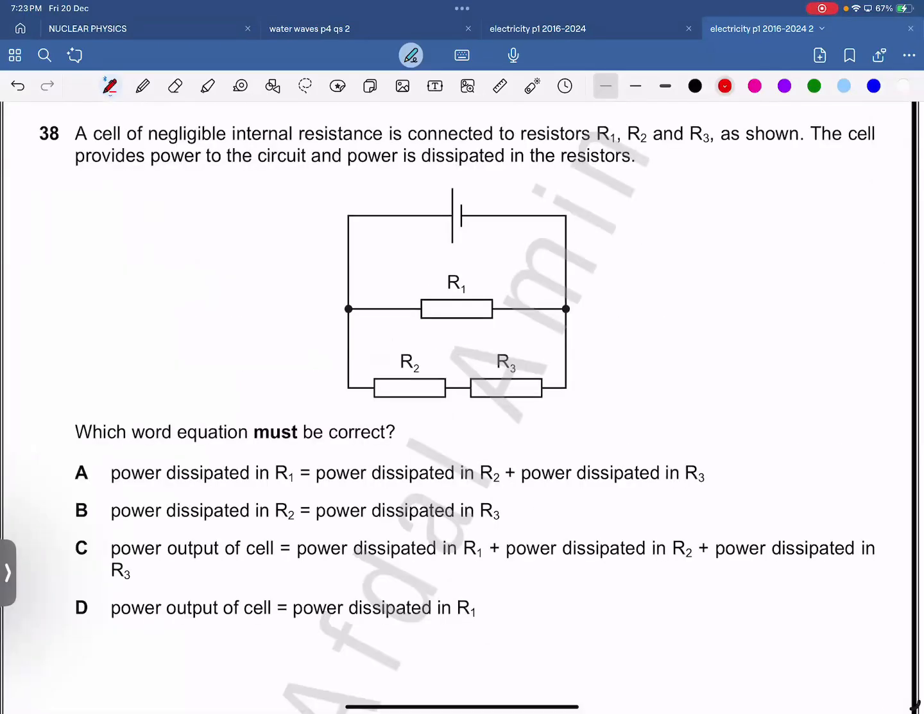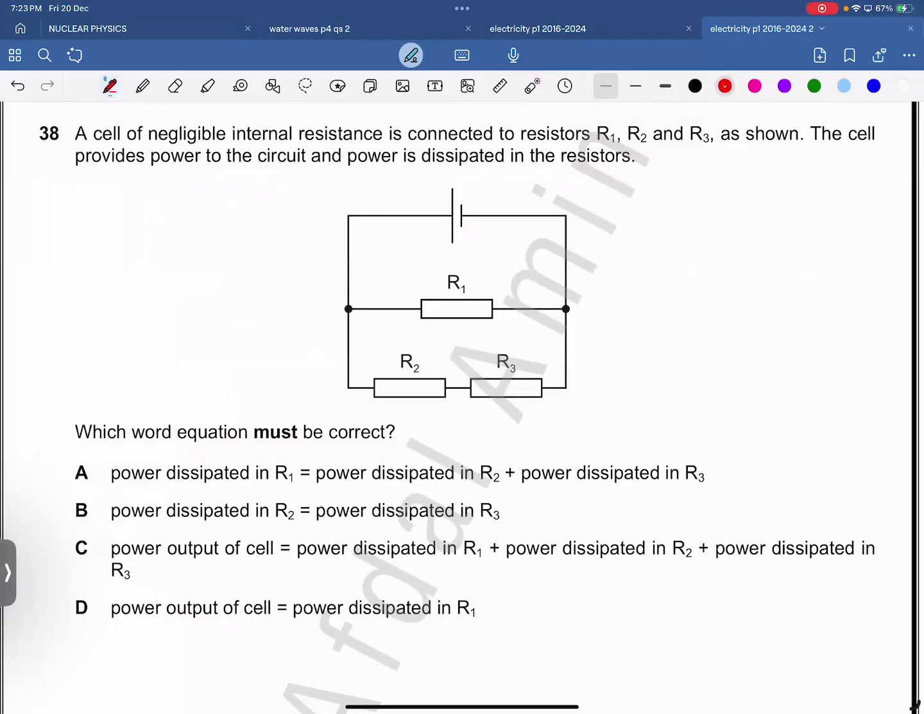38. Cell has negligible internal resistance and connected across R1, R2, R3. The cell provides the power to the circuit and power dissipated is in the resistors. Which word equation must be correct? Word equation must be correct. Yes, as per this situation.